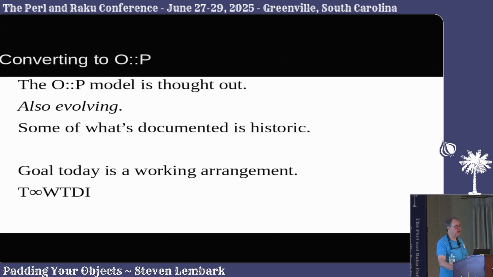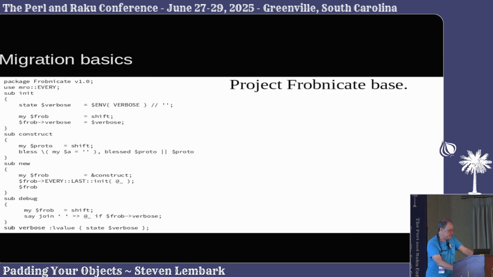Some of what is documented in both the migration and in the Object::Pad docs is historic. So there's some bad ideas that are documented simply because they're there, and it's hard to take them out now. So what I'm going to show you today is something that works. There are infinitely many ways to do this. This is like fractal hell. But what I'm showing you should work. You can mangle it however you like.